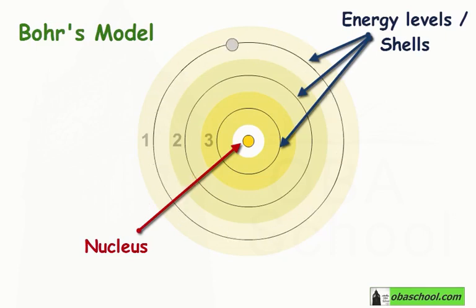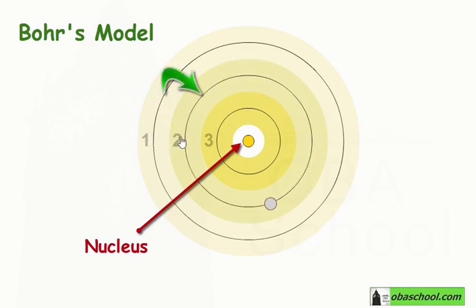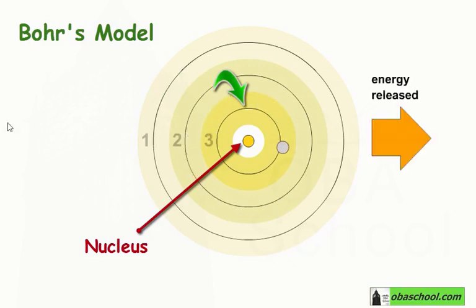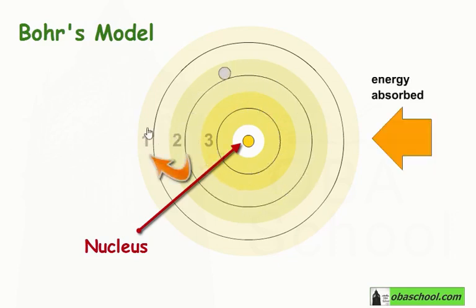So this electron is orbiting in shell number 1, and energy must be released when the excited electron falls from a high energy level to a low energy level. So when they move from shell 1 to 2, energy is released, and when they move from shell 2 to 3, energy will be released as well. However, if the electrons moved from shell 3 to 2, then the energy will be absorbed, and same case if they moved from shell 2 to 1.